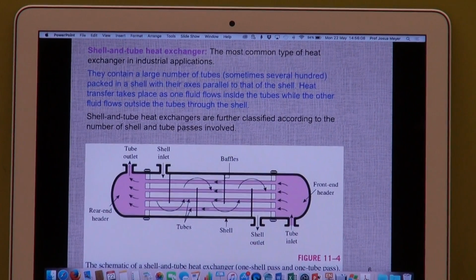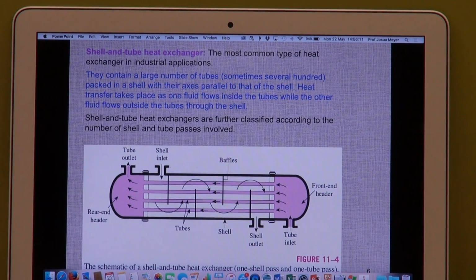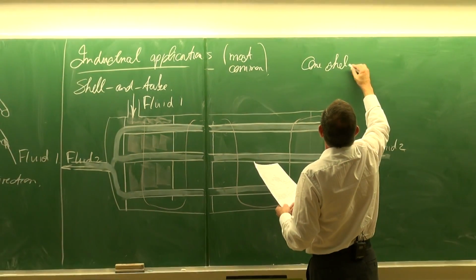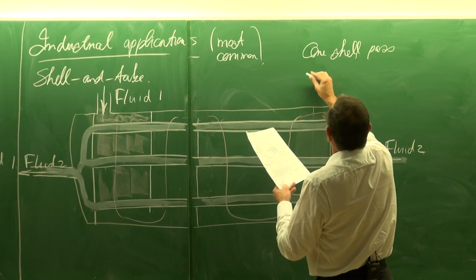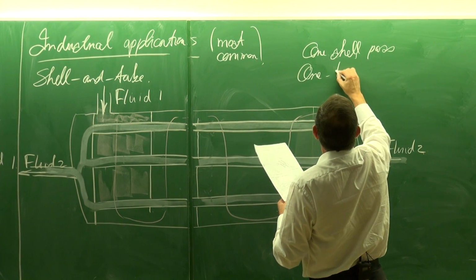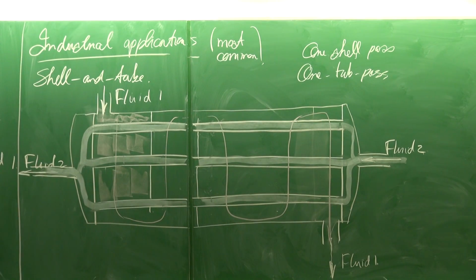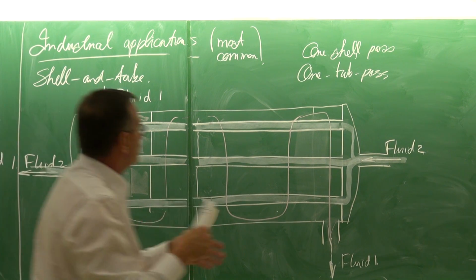Okay. Now you can start doing very interesting things where we start talking of a one shell pass and a one tube pass or two tube passes and two shell pass heat exchanger. And now you're going to ask me, what is this? Well, this would now be a one shell pass heat exchanger. One shell pass and a one tube pass.